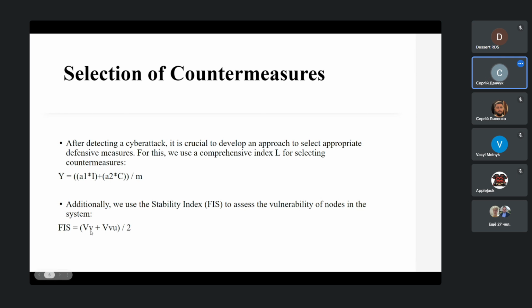In this formula, WV is a vulnerability rating of a node based on its characteristics, and WVU is a vulnerability rating of a node during system operation.